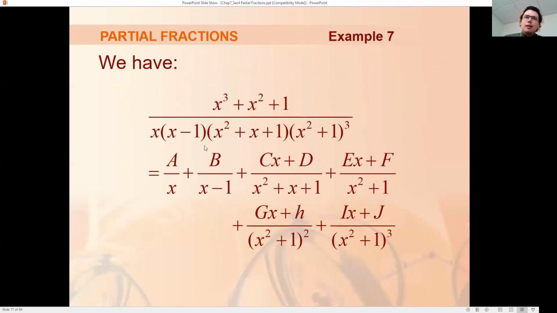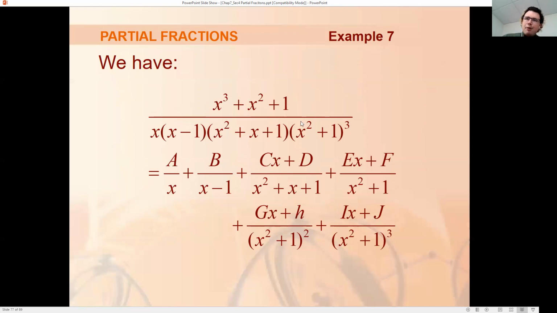So these first three terms in the factorization are not repeated. So I'll have an A, a numerator of A for that denominator of an x. I'll have a numerator of B, a different constant, for that denominator of x minus 1, and so on. Numerator of Cx plus D for the denominator x squared plus x plus 1. Looking good so far? This is just the same stuff from my last 3 videos.